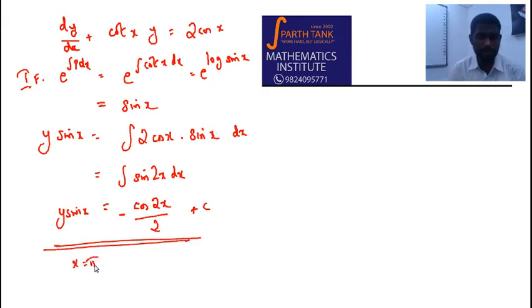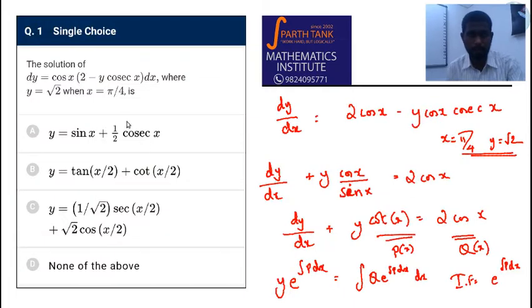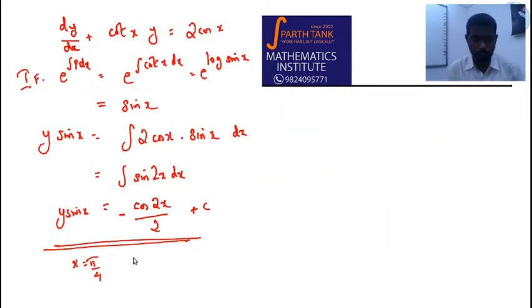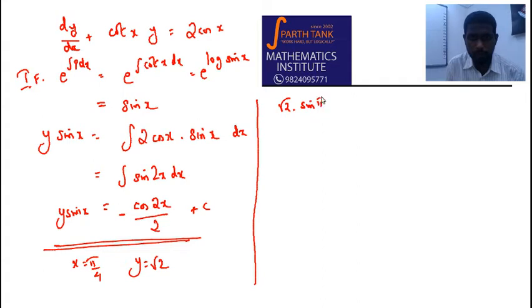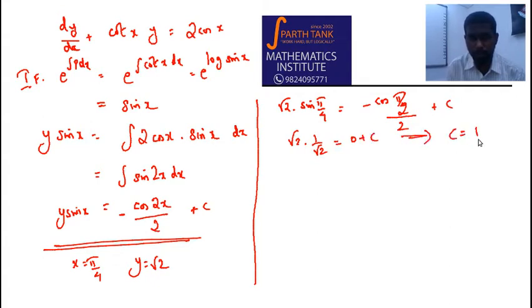They have given that at x is equal to pi by 4, y is root 2. Let us substitute this to solve for c. So root 2 into sin pi by 4, which is also 1 by root 2, minus cos 2 into pi by 4, which is cos pi by 2, which is 0. So this becomes root 2 into 1 by root 2, which is 1, is 0 plus c, or c is equal to 1. So y sin x is equal to 1 minus cos 2x by 2.